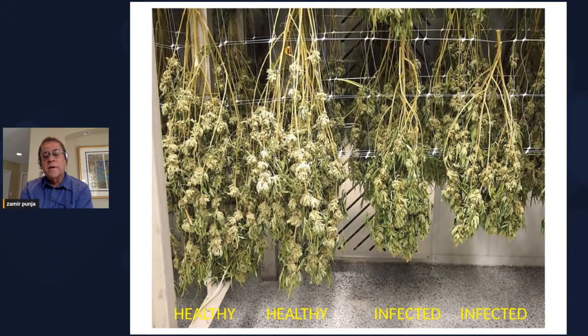And of course, finally, when you look at the dry weight or the mass of flowers, these are flowers where the entire inflorescence has been cut off. And again, on the right, infected, on the left, healthy. And a much, much reduced flower size, much reduced overall yield and dry weight from the infection.